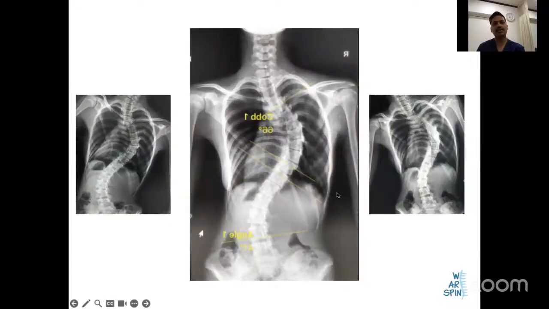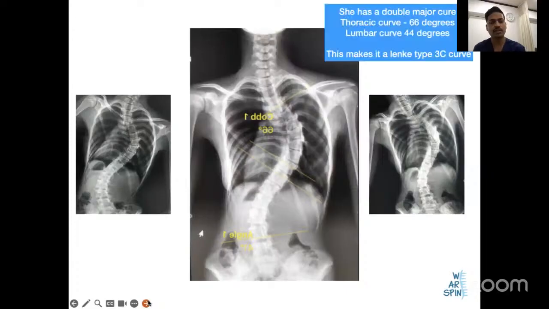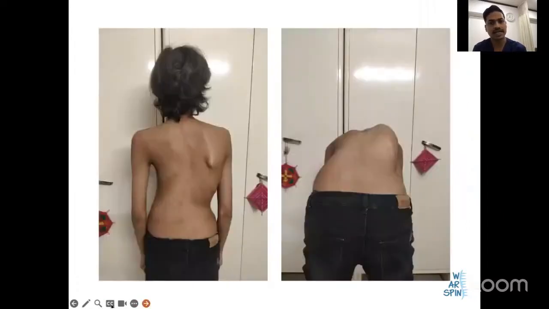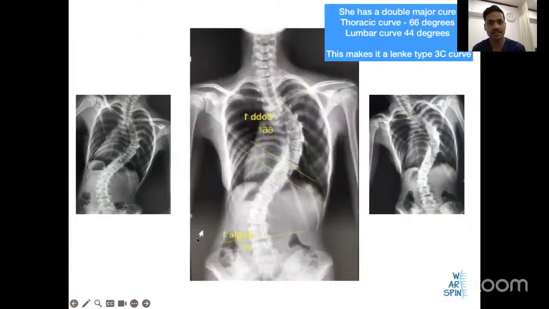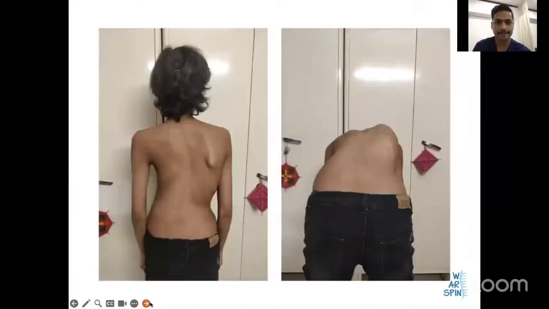These are her bending images. Her main thoracic curve was around 66 degrees, and her thoracolumbar or lumbar curve was around 41 degrees. We classified this curve to be at 3C type. Her lumbar curve was getting corrected on the left bending images, so it was quite flexible. Her right-sided rib hump was very visible, and it was quite exaggerated.